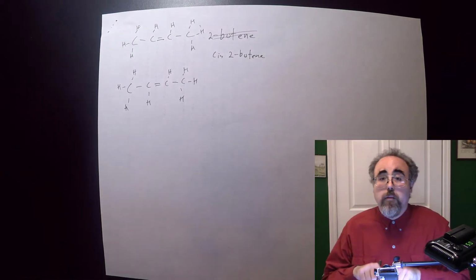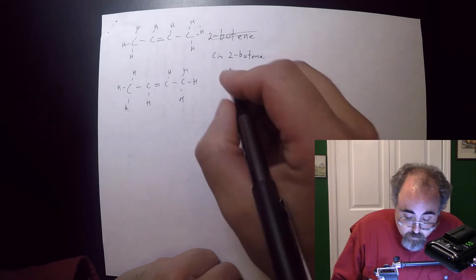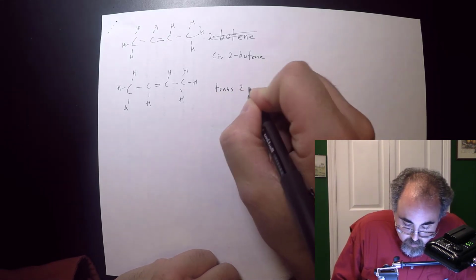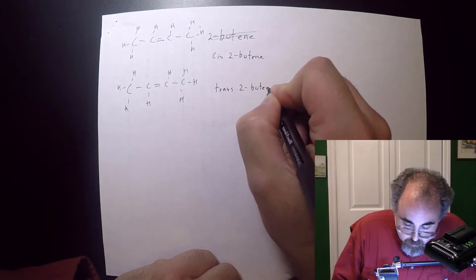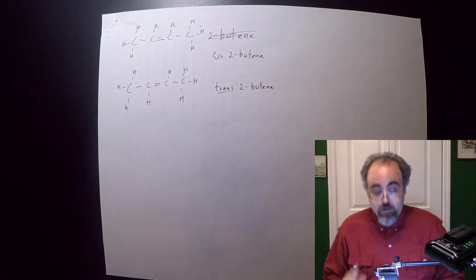We're actually looking at the main chain to determine which is on the same side, but if you look at the hydrogens, that's a lot easier. And the other one is trans-2-butene. And typically you'll see these italicized or, if handwritten, underlined.